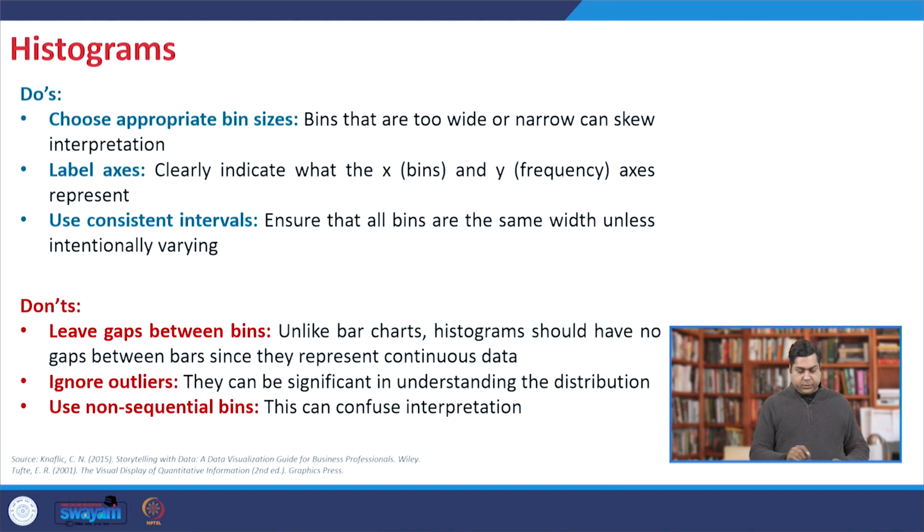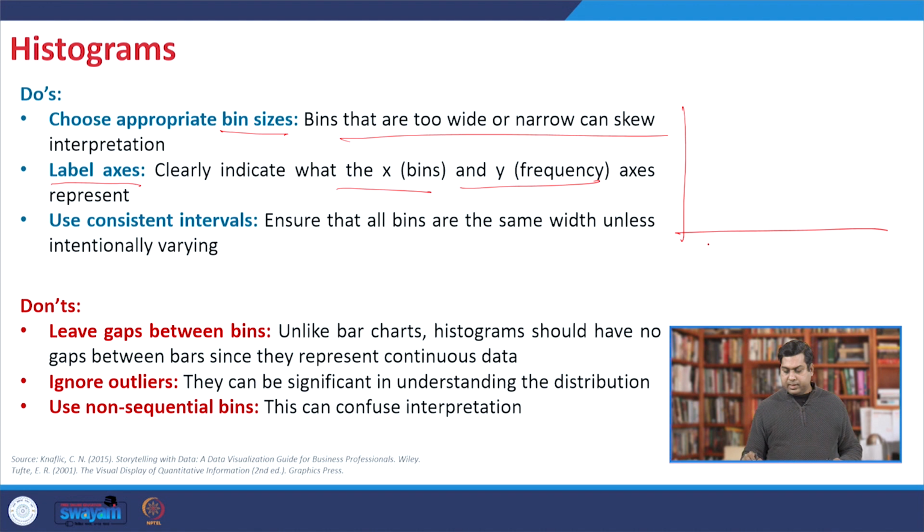For do's and don'ts, choose appropriate bin size, because this should not be too narrow to distinguish the difference, or too big. And in this case definitely you should label the axes very properly, so that the frequency and the bins can be easily identifiable. Say for example, if it is the age group, 0 to 25, 25 to 50, 50 to 75 and more than that, or maybe you can change accordingly. Use consistent intervals, that will give you a better representation. Do not leave gaps between bins, so there should not be any missing data in between.